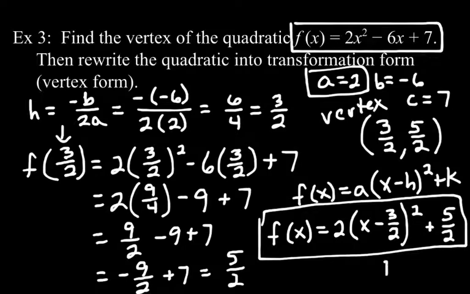This thing has moved to the right 3 spaces. Or not 3 spaces, to the right 3 halves of a space, 1.5 spaces. It's moved up 5 halves, or 2.5 spaces, and then it's been stretched vertically by a factor of 2. So that's why it's called transformation form, because you can see the transformations. It's also called vertex form because you can see the vertex really quickly when it's in that form. But those two equations are describing the exact same parabola.